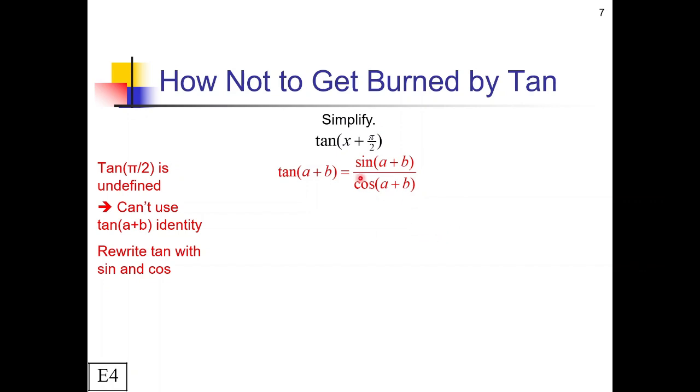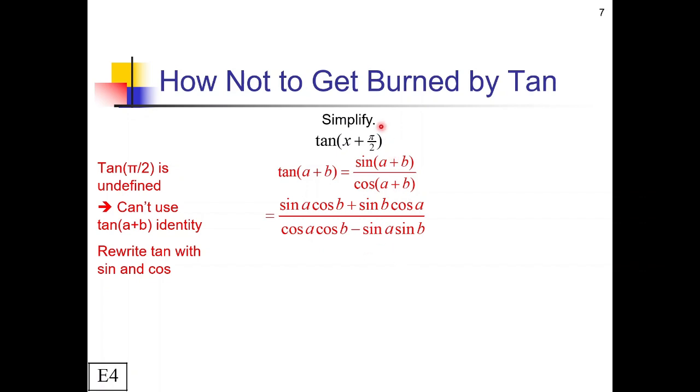All right, so I'm going to rewrite this with the full formulas. So we're going to have sine of a cosine of b plus sine of b cosine of a. That's what the whole numerator of this thing is going to look like. And in the denominator, again, we'll have cosine of a cosine of b minus sine of a sine of b.